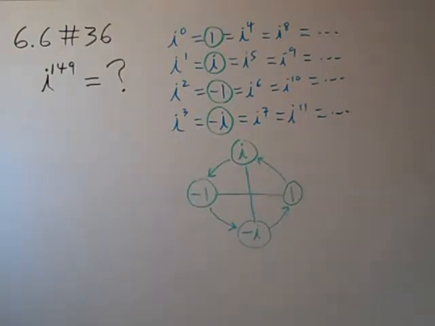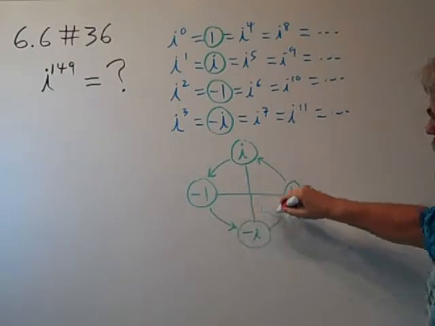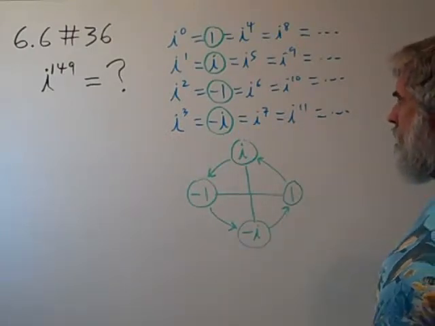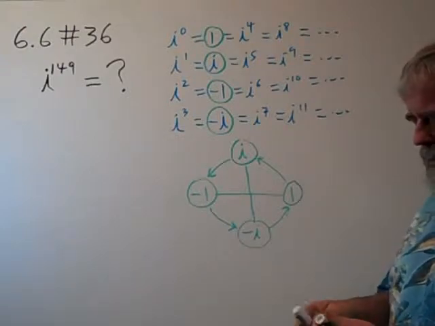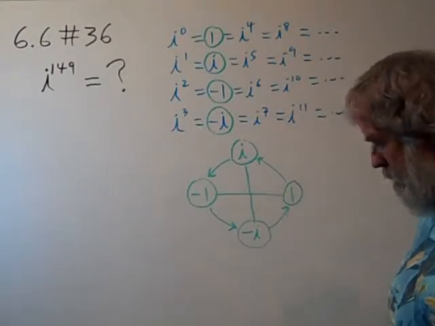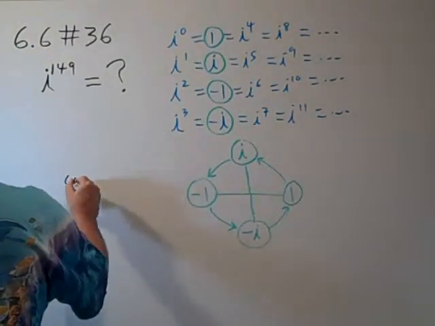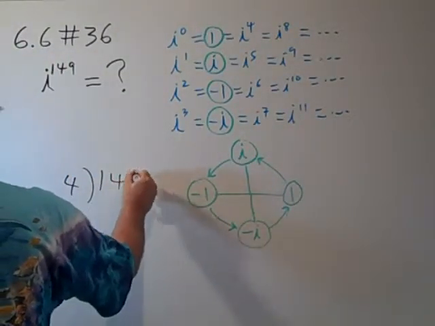Well, that's rather tedious, so we don't really care how many full circles we went, but only where we end up at the very end. So here's how we can use elementary math to solve this problem. Simply divide 4 into 149.